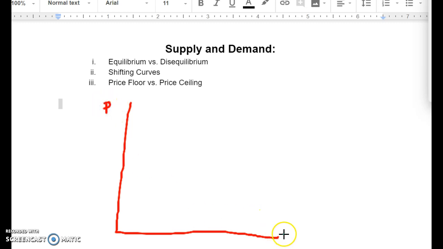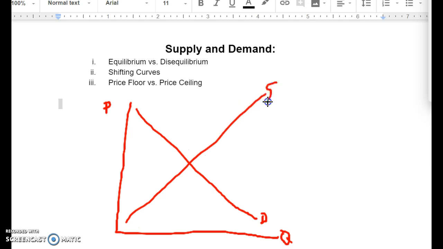So we put our P and our Q. We have our downward sloping demand curve because of the law of demand. We have our upward sloping supply curve because of the law of supply. And then we get an equilibrium where demand equals supply. That gives us our price. And we dash down, that gives us our quantity.